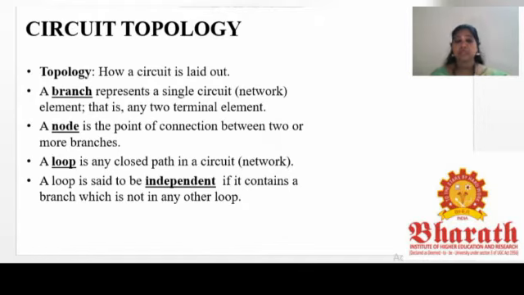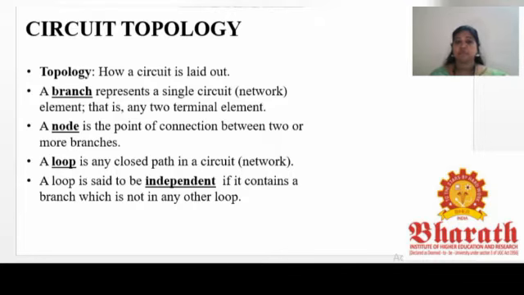Next thing is a node. A node is the point of connection between two or more branches. If two or more electrical elements meet at one common point, then that common point is called a node. A node is a junction point where more than one electrical element or more than one branch is going to meet at one common point. That common point we call a node.